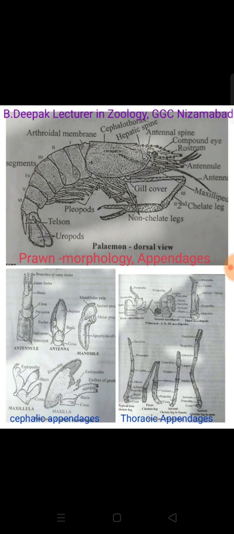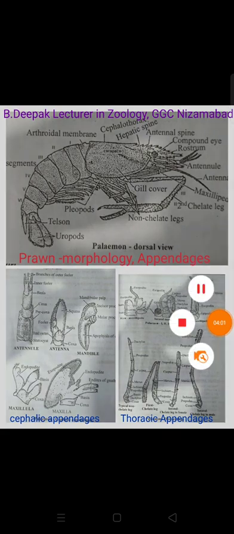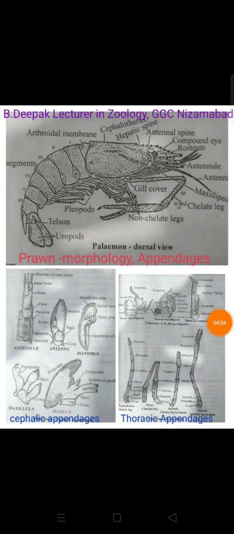The body consists of 19 pairs of appendages. Okay, how many? 19 pairs of appendages. The first region is the cephalothorax. The cephalothorax is cylindrical in shape. It is formed by the union of head and thorax. These two are combined, so here it is formed.